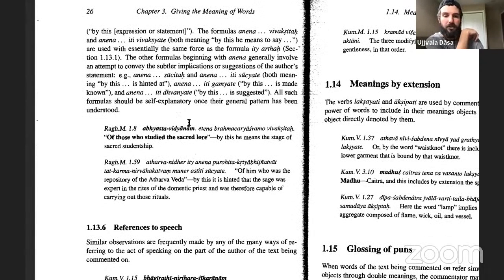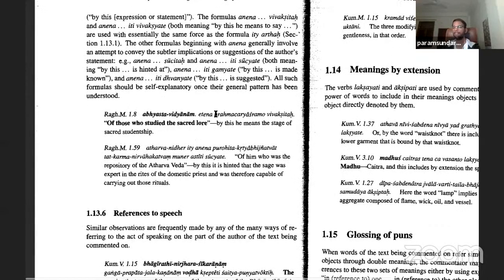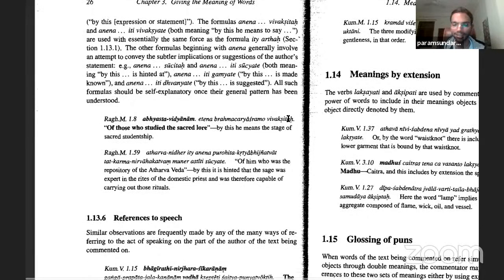Abhyasta vidyanam etena brahmacharyashramo vivakshitaha. Abhyasta vidyanam, so of those whose knowledge was practiced, basically, or studied. Etena brahmacharya ashramo vivakshita. And by this phrase, the brahmacharya ashram is expressed. Their translation is sacred studentship. So we can just say brahmacharya ashram. Yeah, but sacred studentship, it's kind of a weird translation.